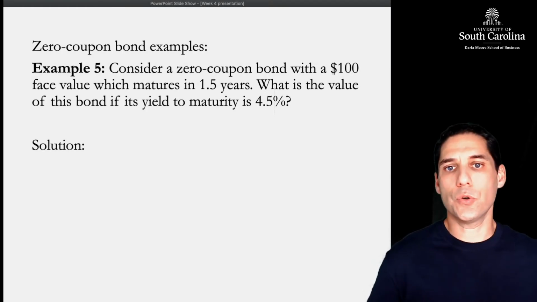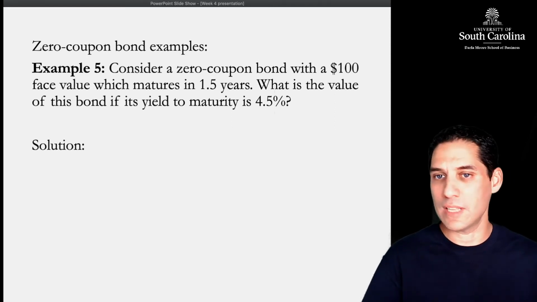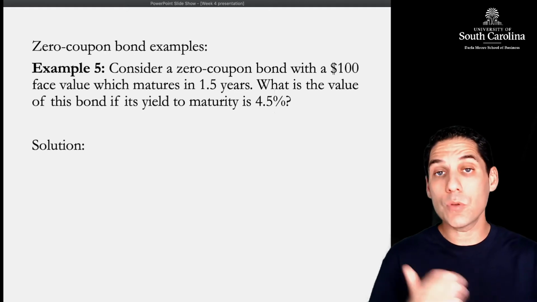So consider a zero coupon bond with $100 face value. Again, that's usually a round number like 100 or 1,000, or it can be more, 5,000, 10,000. Here it's $100. Each bond has a face value of 100. So now you know what that means.